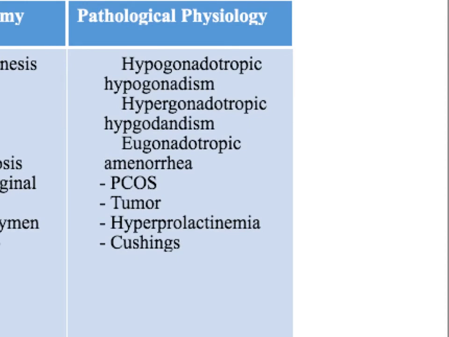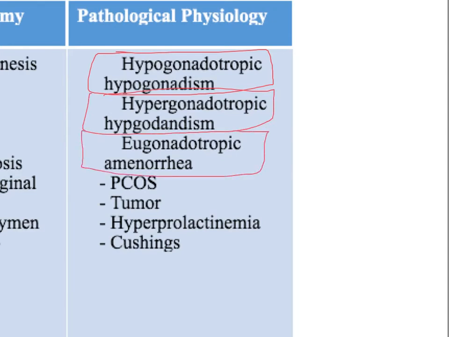This list is extremely long, and I have truncated it into major categories. So the pathologic physiology. You can have hypogonadotropic hypogonadism. You can have hypergonadotropic hypogonadism. You can have eugonadotropic amenorrhea. And I just want to point out the root word on this is amen. So amen to that. And then I listed the most common causes of eugonadotropic amenorrhea, which includes polycystic ovarian syndrome, tumor, hyperprolactinemia, and Cushing's.